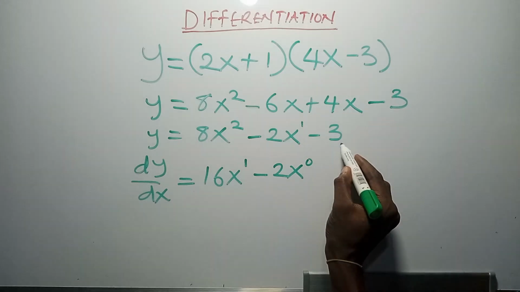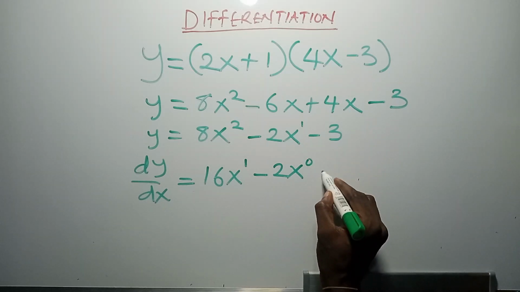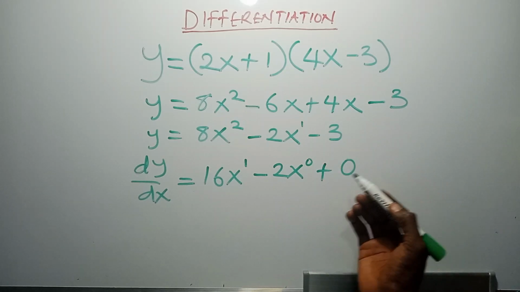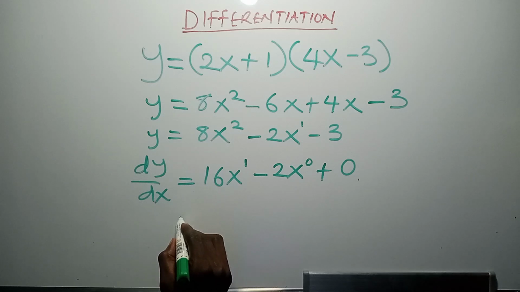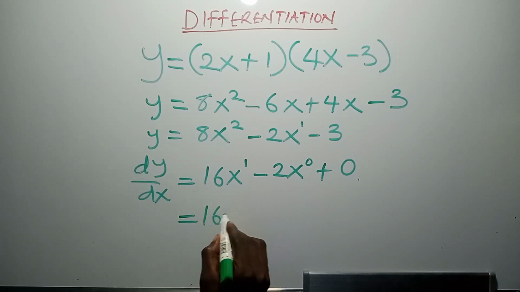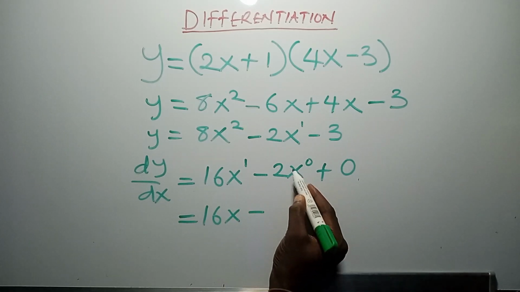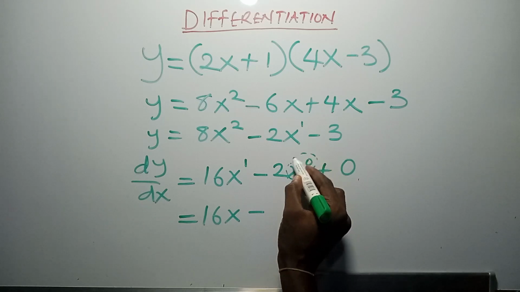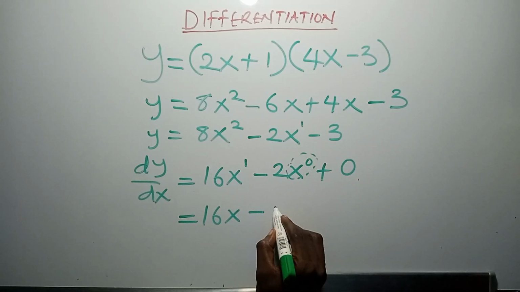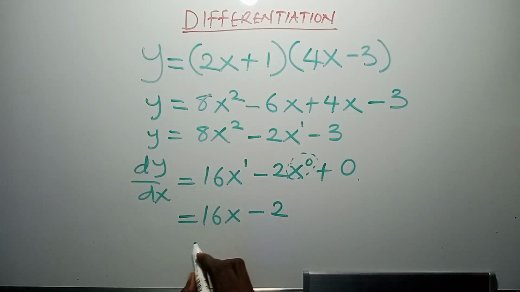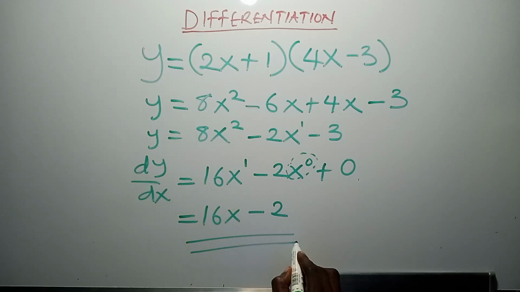And then this is a constant, and if we differentiate a constant, we get 0. And if we simplify further, we would get 16x minus, this is 1, remember? So 2 times 1 gives us 2. And this is the final answer.